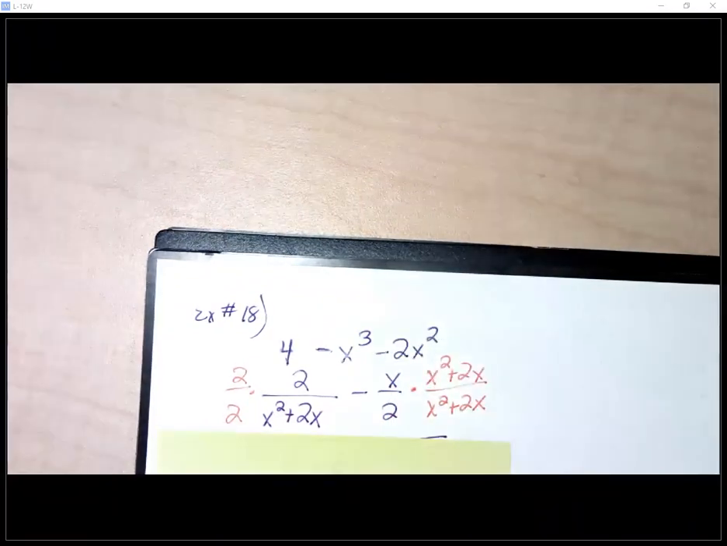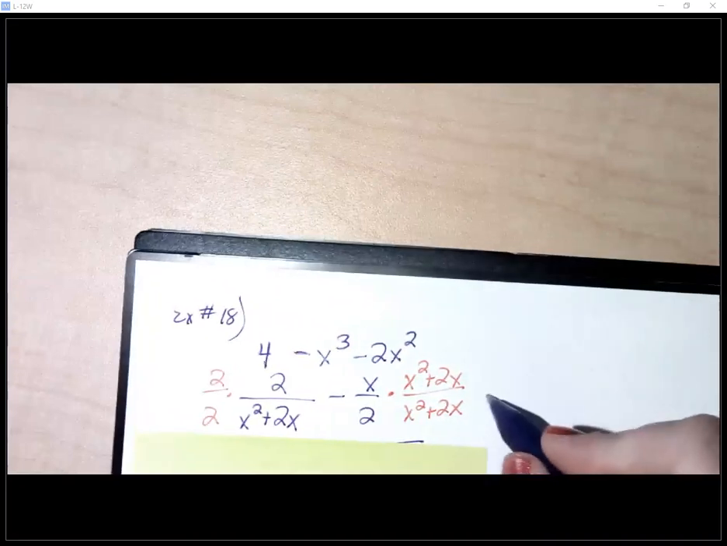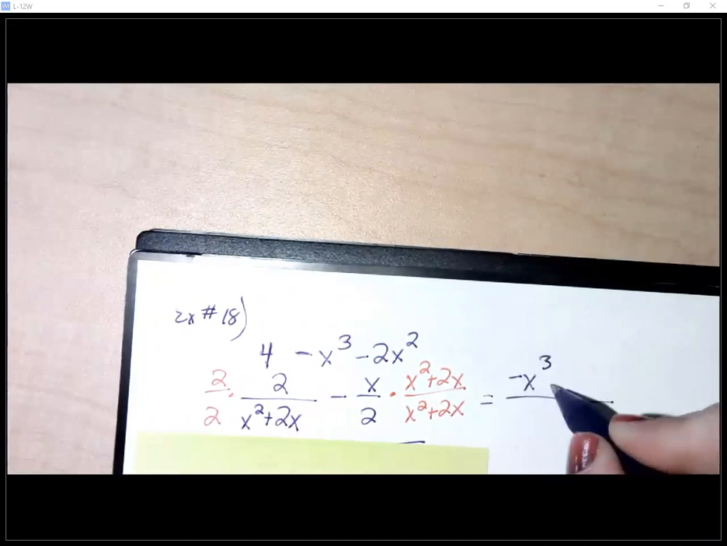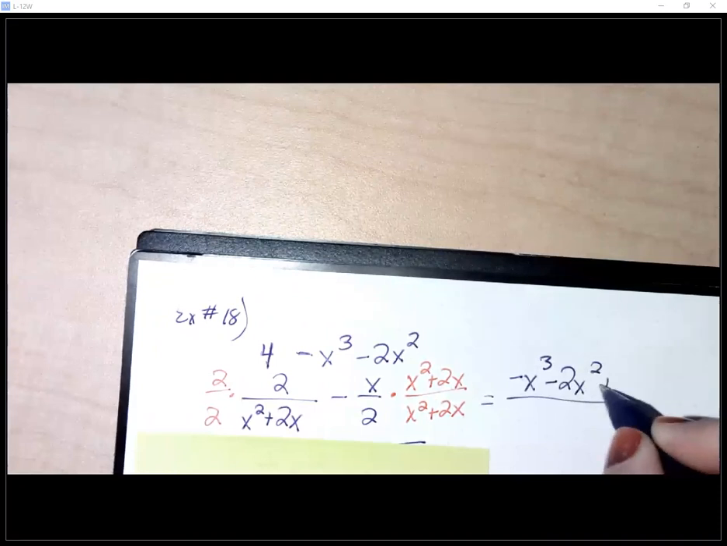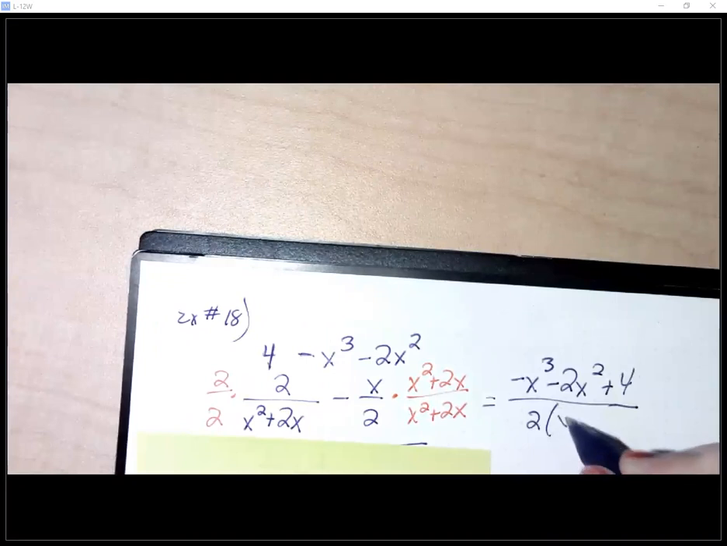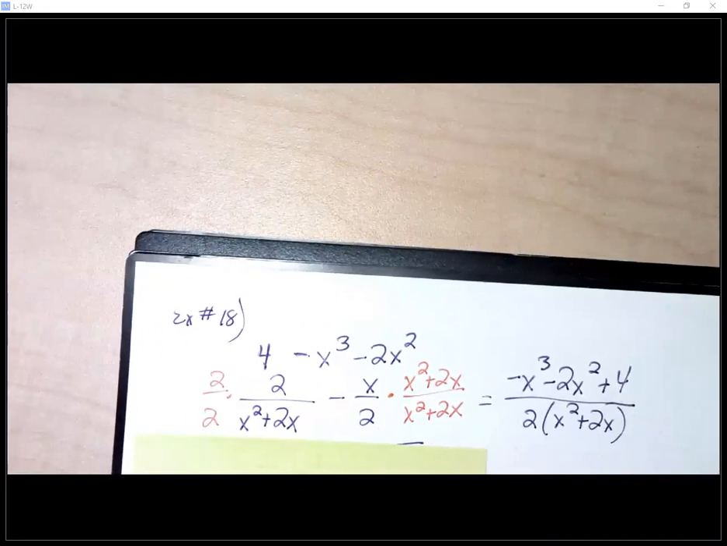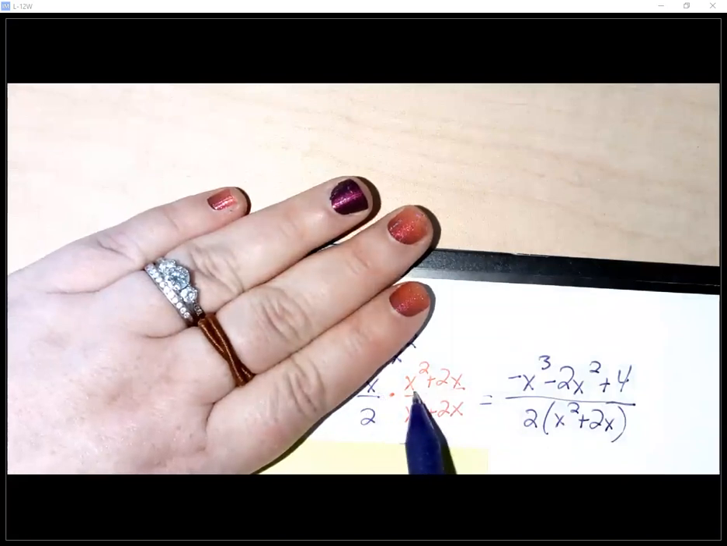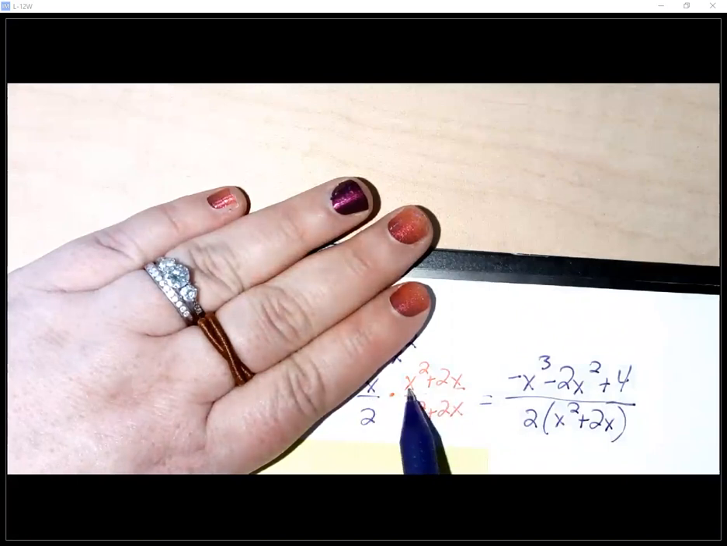So when I multiply that through in my numerator, let's combine all of this. I'm going to have a negative x cubed minus 2x squared plus 4, all over my common denominator, 2 times x squared plus 2x. Does that make sense or have I lost you? Right, so you could just distribute the x, then you'd have x cubed plus 2x squared. But you got to subtract all of that. So instead of it just being x cubed, it's now got to be minus x cubed.